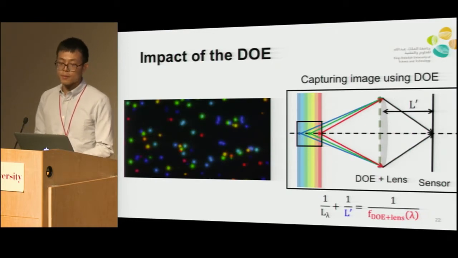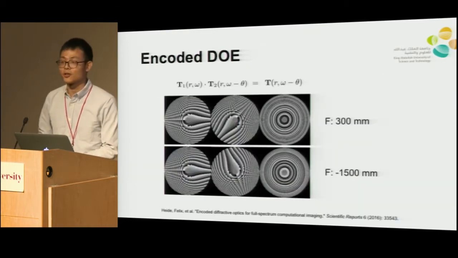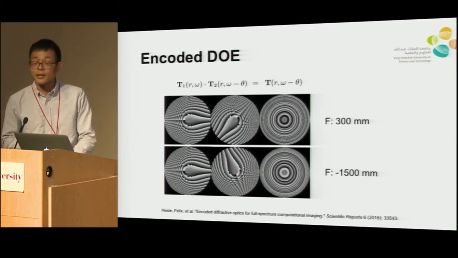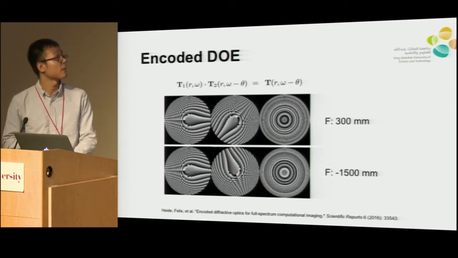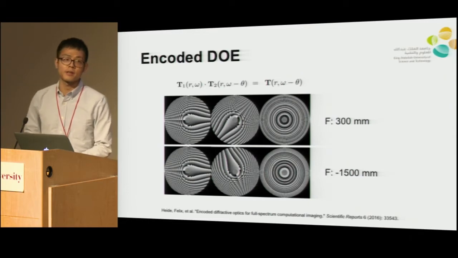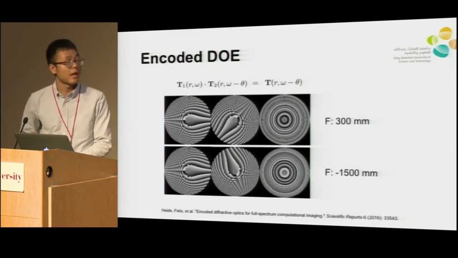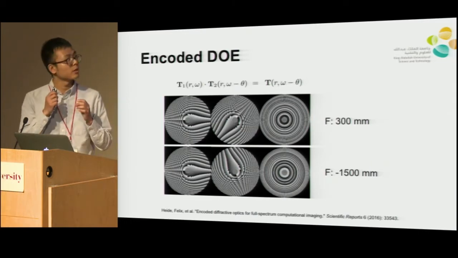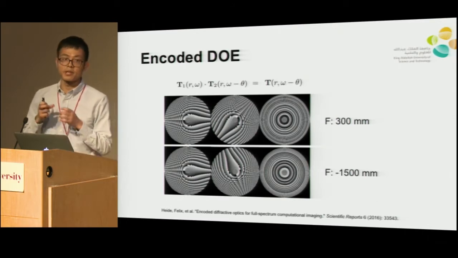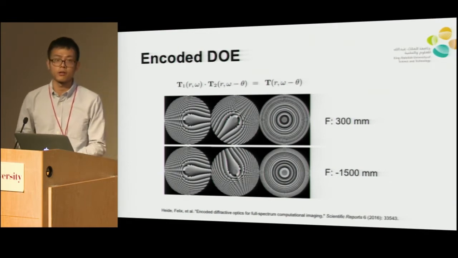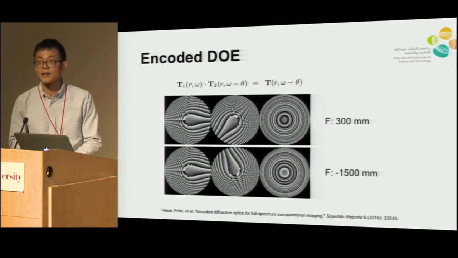To overcome this issue, we propose an encoded DOE. The idea is that a given target transmission function can be expressed as a multiplication of two transmission functions. Based on this, we can design a two-layer DOE system by solving a constrained L1 factorization problem, such that the focal length of the two-layer DOE system can be changed by changing the relative rotational or translational positions between those two DOEs. For example, these two patterns are our designed DOE patterns.